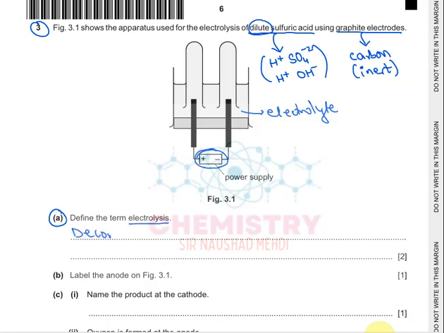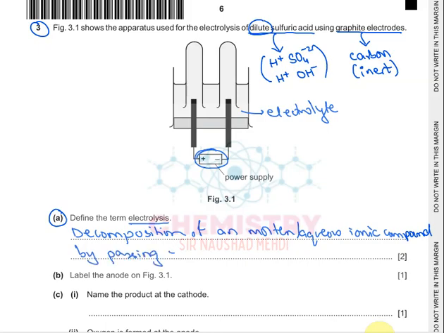So electrolysis is the decomposition of an electrolyte. An electrolyte means your molten or aqueous ionic compound. This is your electrolyte. So, decomposition of your molten or aqueous ionic compound by passing electric current through it.